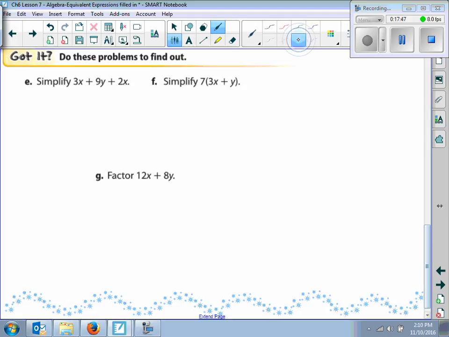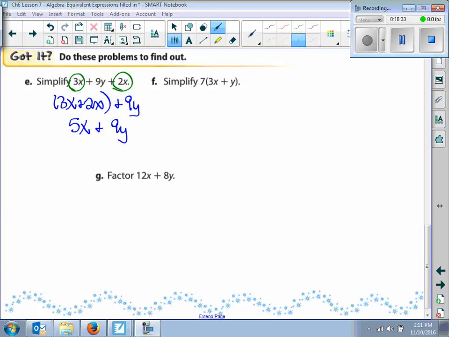All right, so let's do these together. So we want to simplify 3x plus 9y plus 2x. So we're just going to see what our like terms are. What are the like terms? 3x and 2x. Very good. So here we have 3x plus 2x plus 9y. I will rewrite that before I post it on the classroom website. So 3x plus 2x is 5x, good. And then we bring down the 9y, and there's your final answer. Okay?